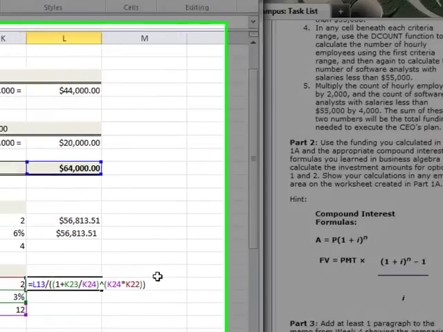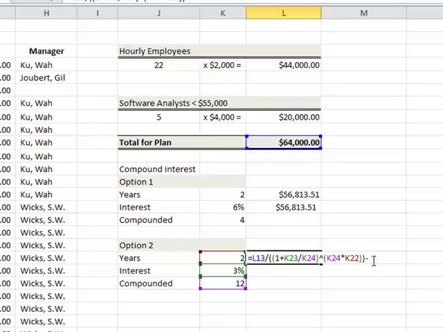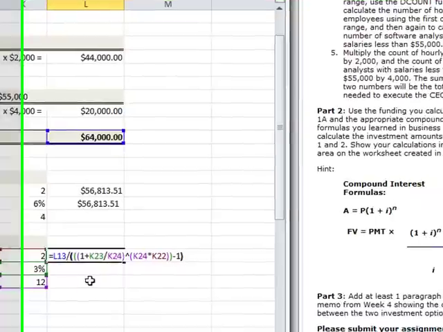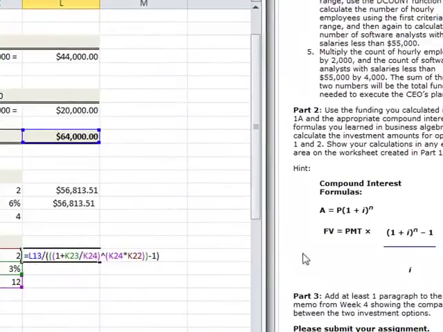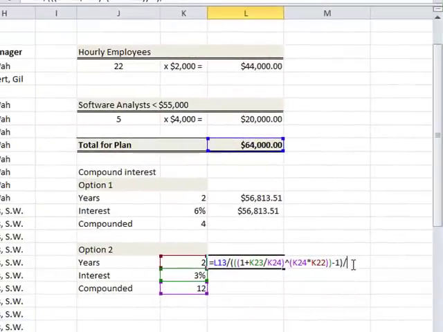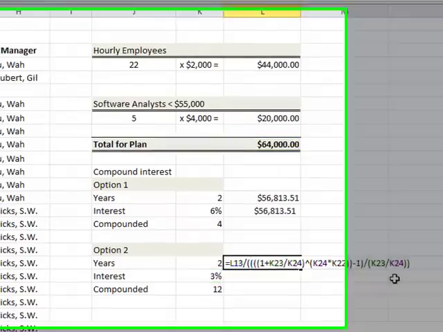Okay, what's the next thing we have to do? We have to subtract 1. So we're going to subtract 1, and then we're going to put that whole job right there in parentheses. What's the next thing we need to do? We need to divide it by I. So we're going to do a division and then divide it by I. What's I? I is this divided by the number of periods, and then we're just going to plop that right there into parentheses just to make sure that it does it in the right order, and then we're going to put that into parentheses again to make sure that everything's in the right order. So working from the inside out, and then we're just going to hit enter.